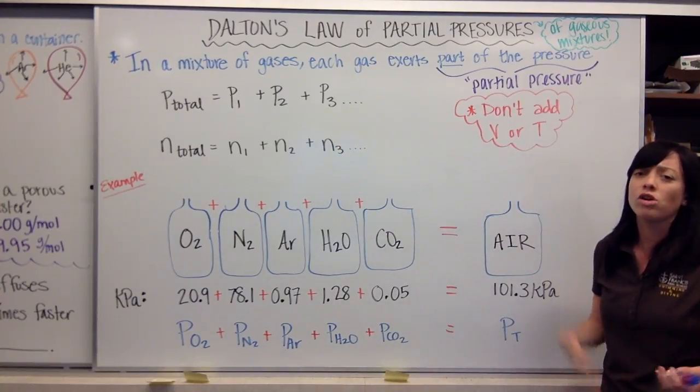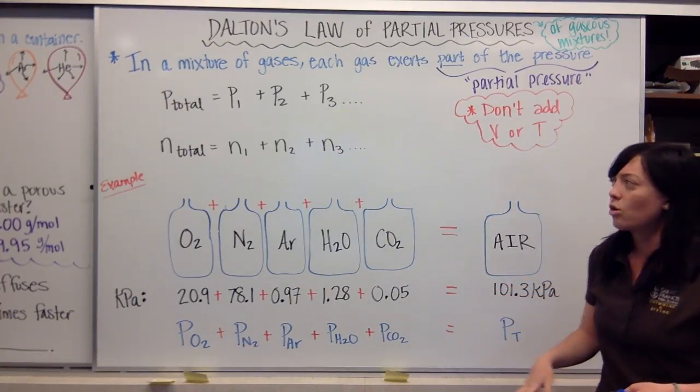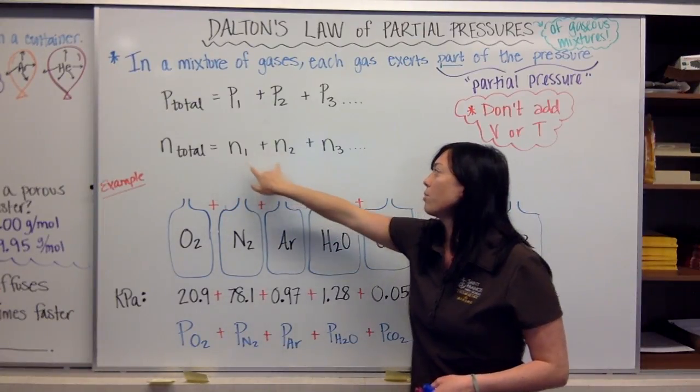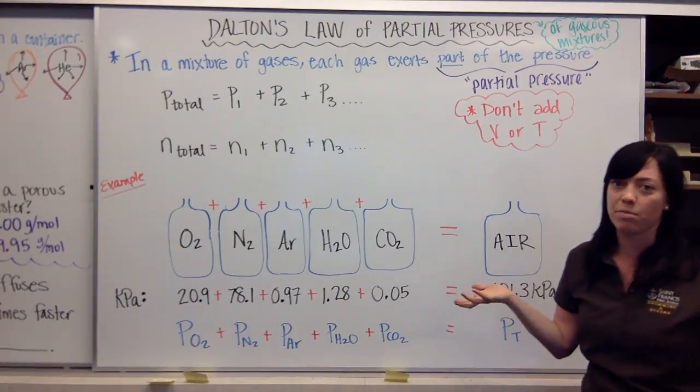Now, we can use that also in moles. So our total number of moles is going to be equal to the sum of the number of moles of each of the gases that make up our mixture.